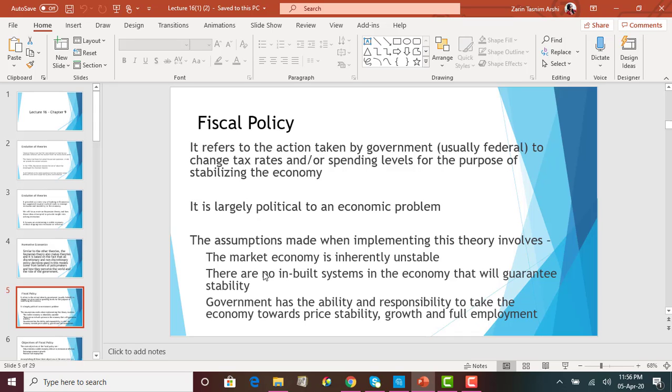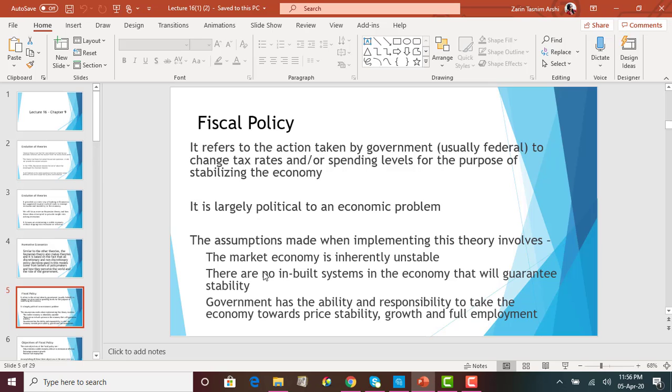So under this, it's very evident and clear that the third assumption says the government has a very important role to play under fiscal policy. When the economy is going through a recession or inflation, it is the government who has the ability and the responsibility to take the economy back to equilibrium by acting. So these are the three assumptions. The market is inherently unstable. There are no inbuilt systems in the economy that will bring it back to equilibrium, and the government has the ability and responsibility to act and bring the economy back to equilibrium.